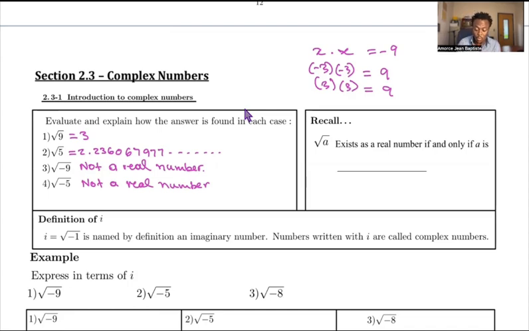So basically, what we want you to remember is the radical of a number exists only if this number is a positive number. So square root of a exists as a real number if and only if a is positive. If it's not positive, then you don't have a real number.